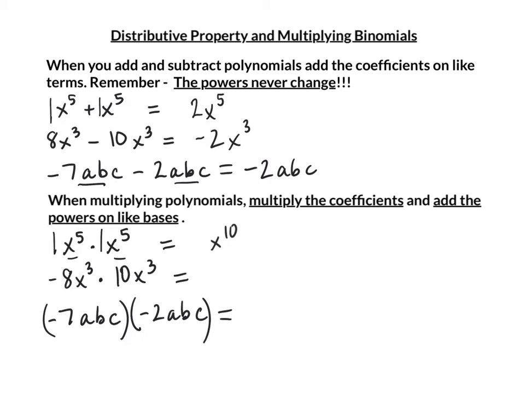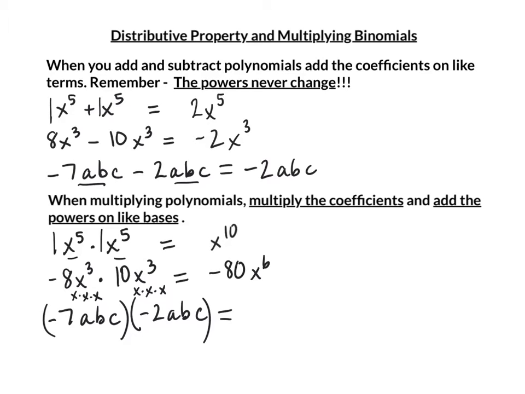And as I said, you don't need the 1. Negative 8x cubed times 10x cubed. Negative 8 times 10 is negative 80. Remember, that sign always goes in front, the negative. This is x times x times x. There are 3 of them, and there are 3 more here. Altogether, there are 6 x's multiplied. Add the powers on like bases.